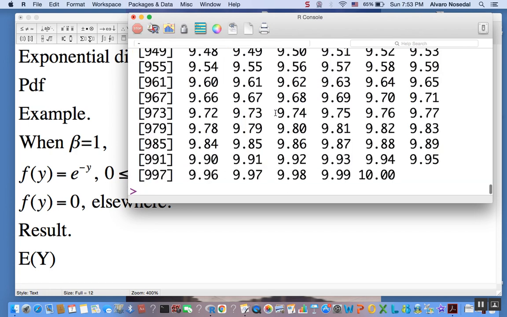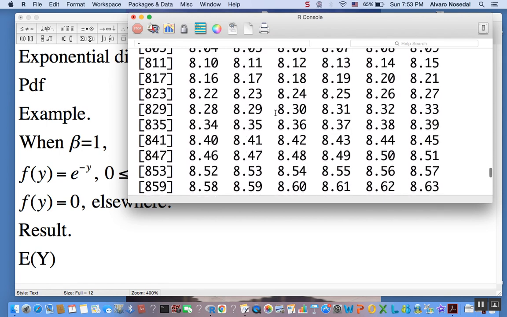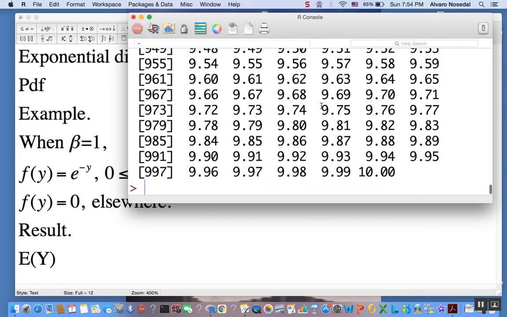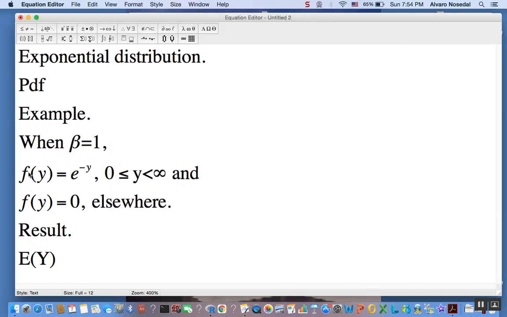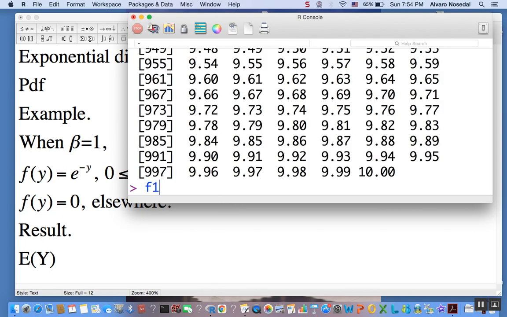Okay, can you see that? So just a bunch of numbers from 0 to 10 with a distance of 0.01 between them. Now let me create the first part, the first case of our PDF. Let me call it F1. And we are just going to evaluate our function at those points we just created, at negative y1.